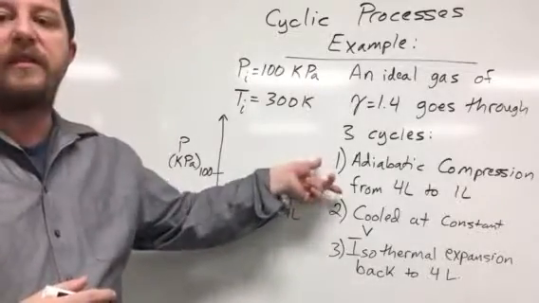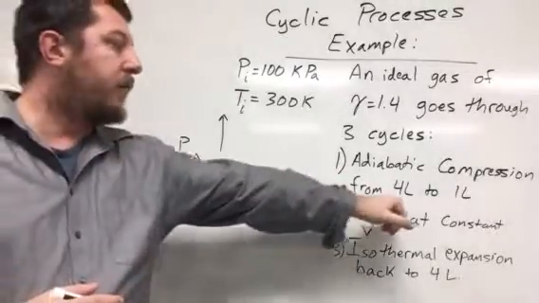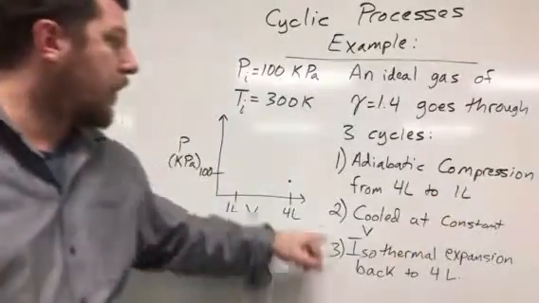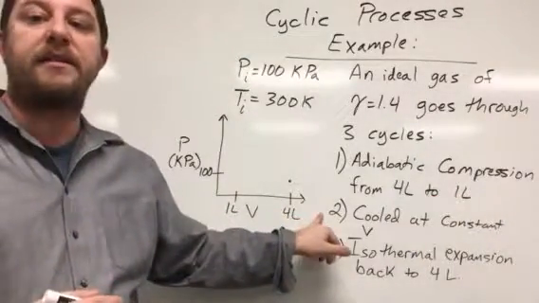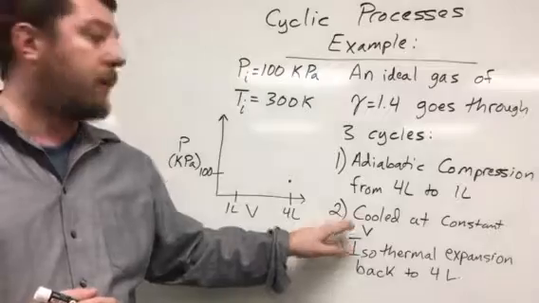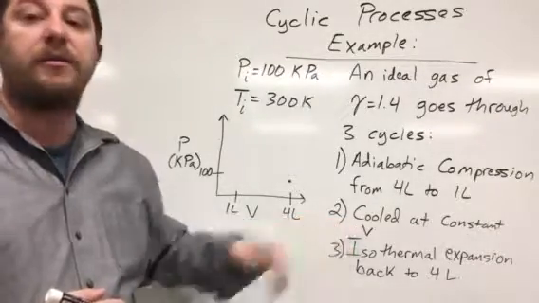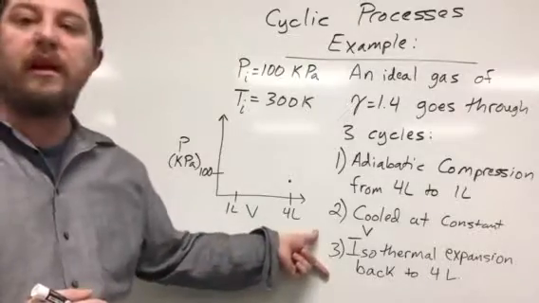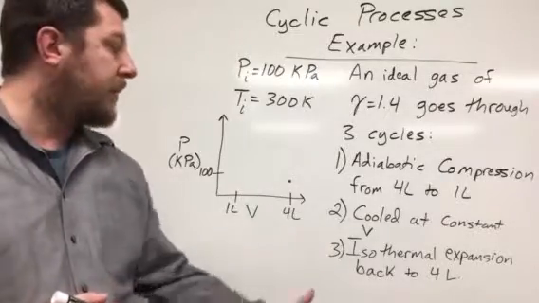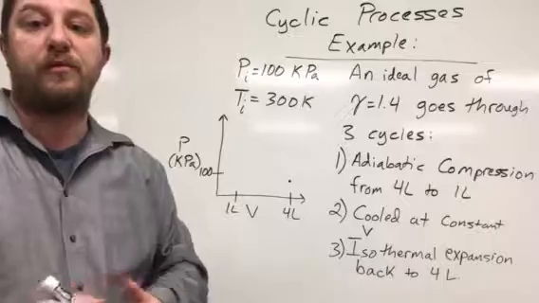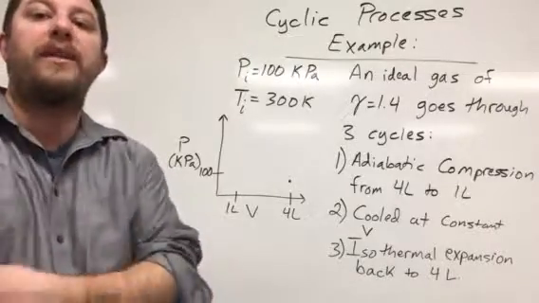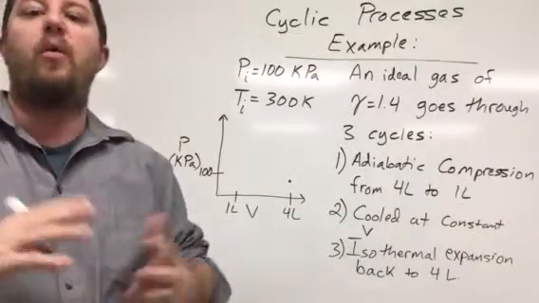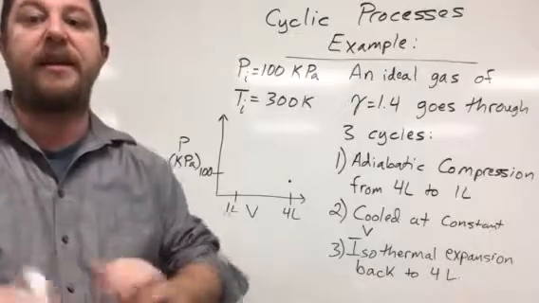We're going to compress it adiabatically from 4 liters to 1 liter. Then we're going to cool it at a constant volume back to its original temperature of 300 Kelvin. And then we're going to let it isothermally expand back to its original volume. And we want to know what the net work done with this entire process is.